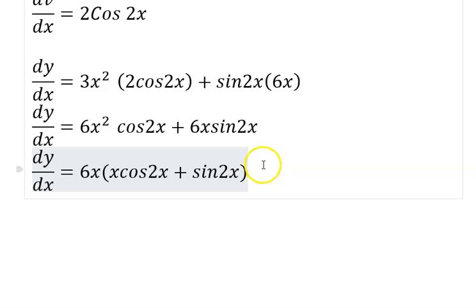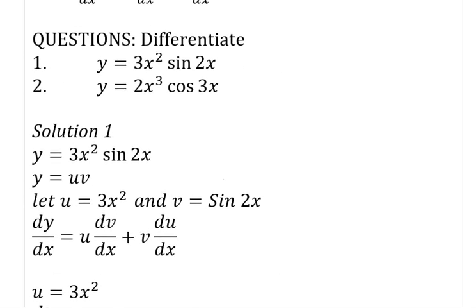So let's move straight to the second question, applying the same method.